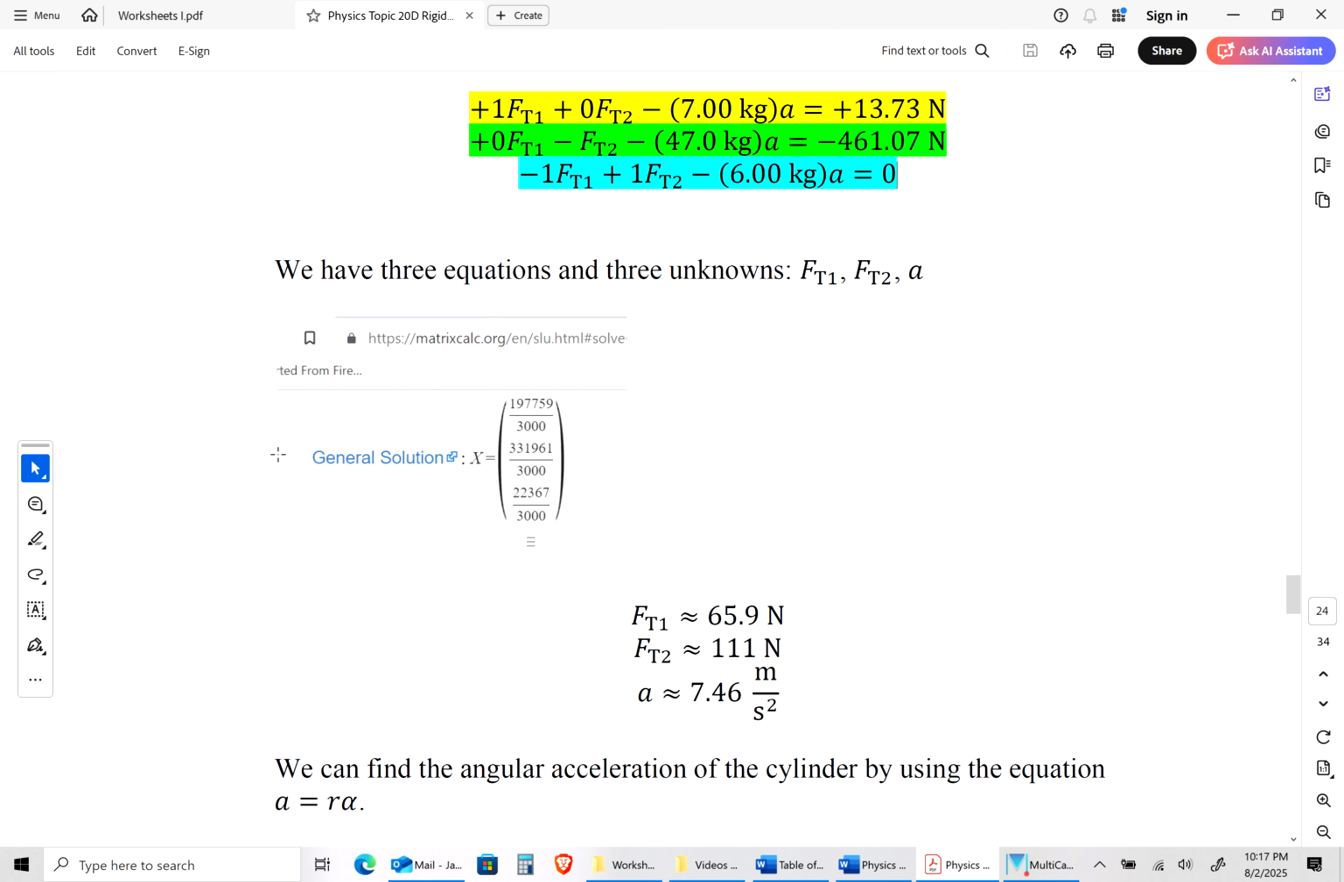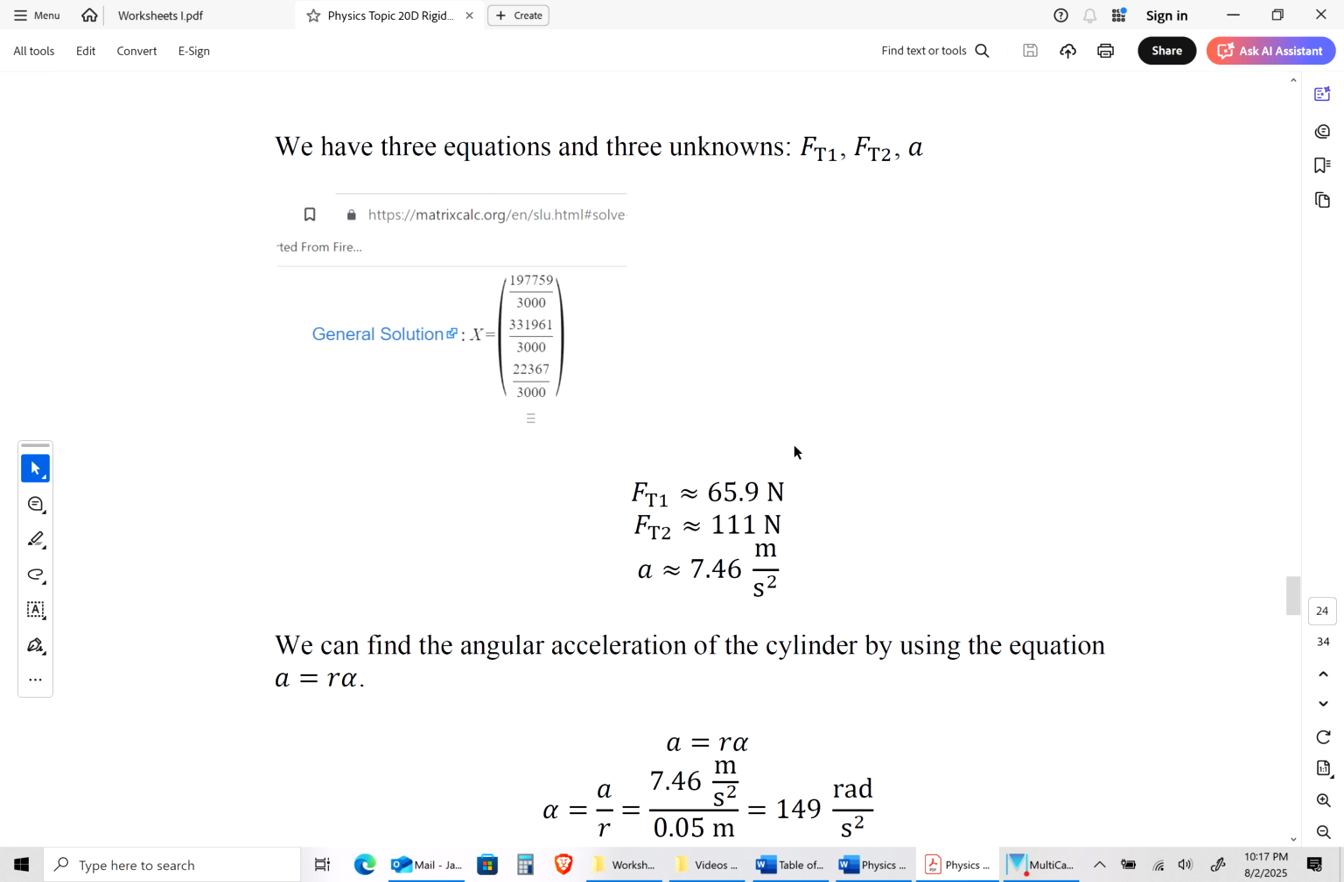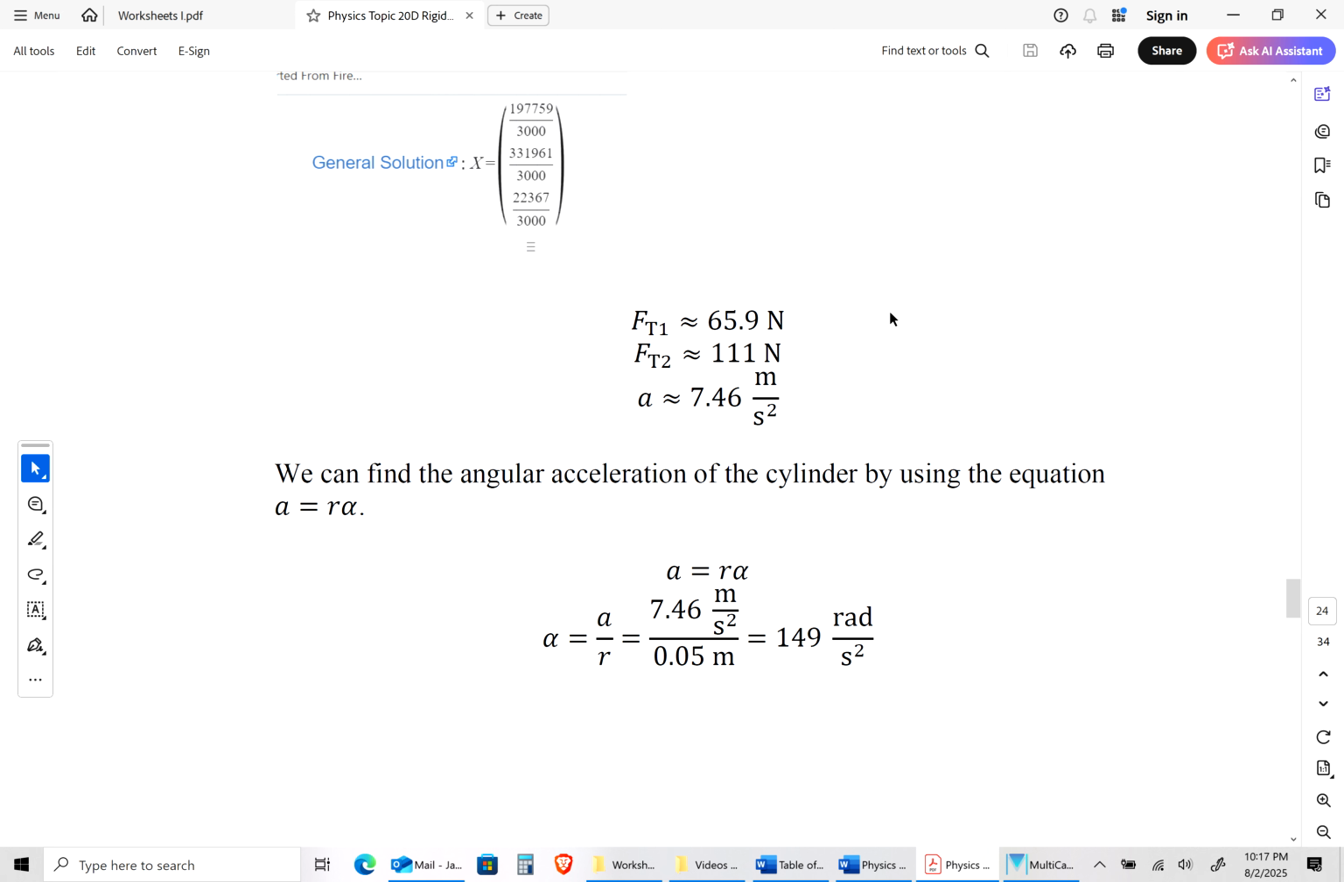So if we have 3 equations and 3 unknowns, I could go to matrixcalc.org and solve. This is Ft1, this is Ft2, this is a. And we could find the angular acceleration of the cylinder by using the equation a equals R alpha. So solve for alpha.